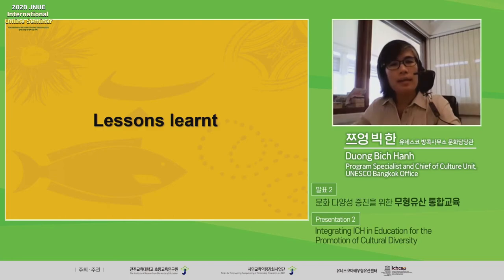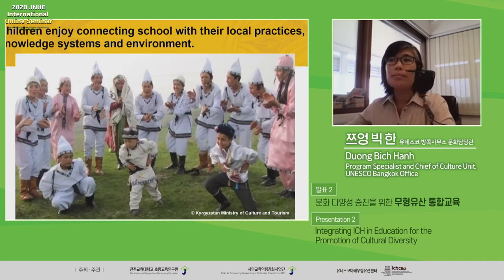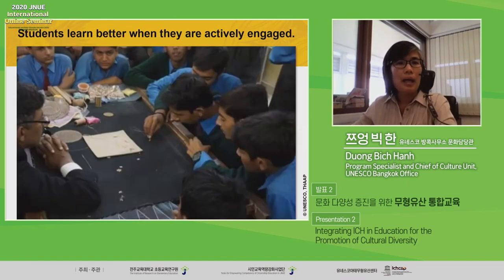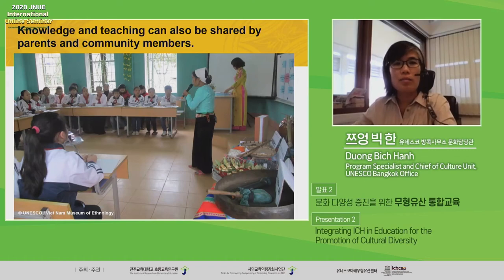We are now also, this year and next year, implementing a further push for this approach in 6 countries in Asia Pacific, together with ICCAP and APSEU. We have begun to get some of the lessons coming out of this process. We have seen testimonies that children enjoy connecting school with their local practices, knowledge systems and environment. The students learn better when they are actively engaged. And the knowledge and teaching can also be shared by parents and community members. So that is really to bring the communities and the schools closer together to create a holistic and enabling environment for students to learn.